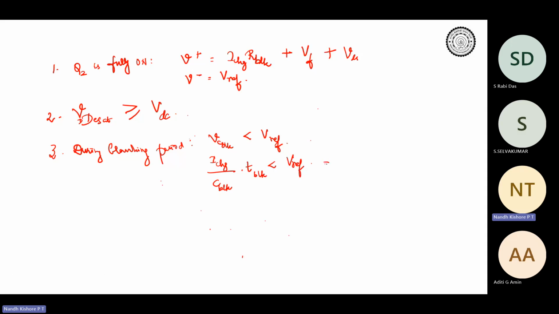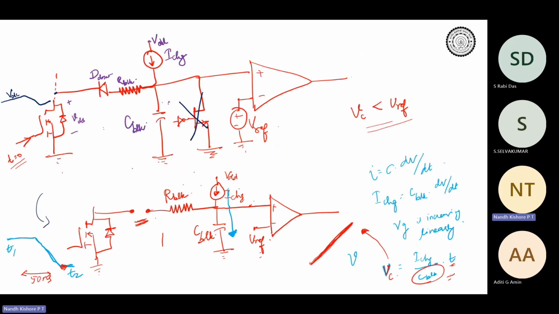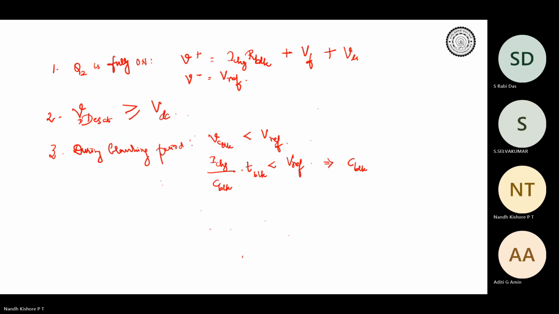Therefore, your inequality changes: CBLK should be more than IREF into TBLK by VREF. Okay, is there anything else? I think they have covered all. When Q2 is fully turned on, during the blanking period, and when Q2 is off.